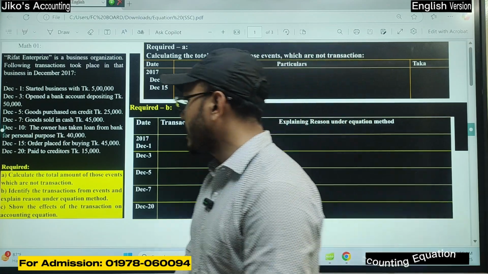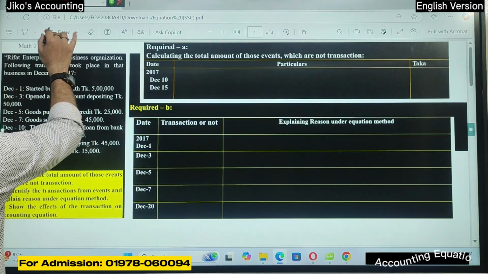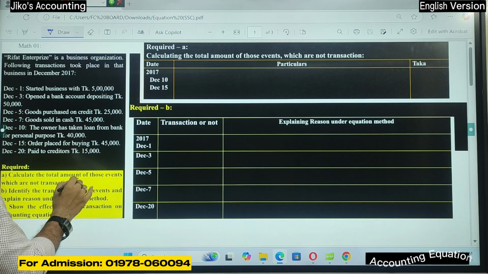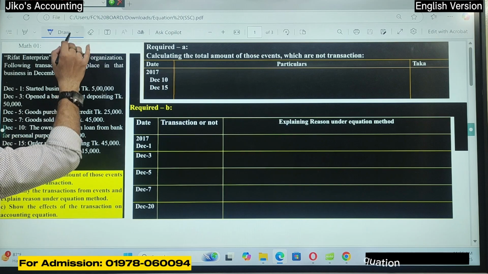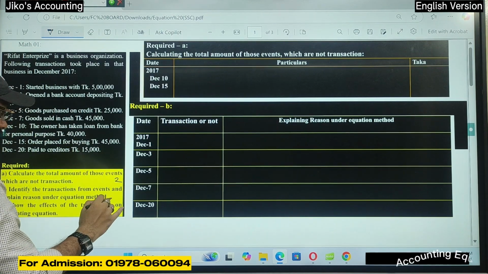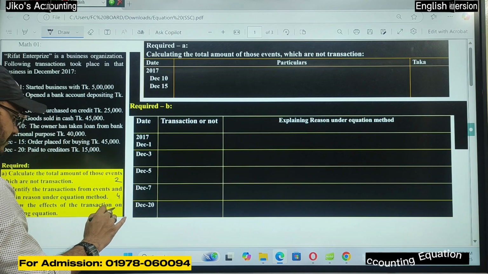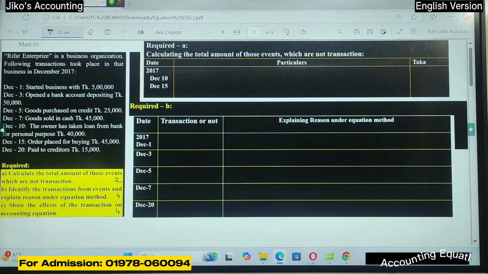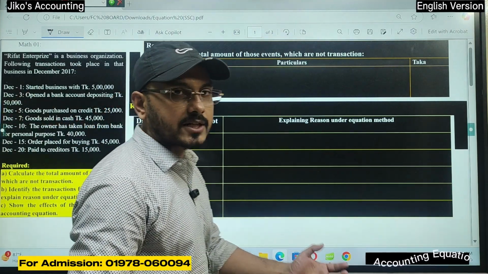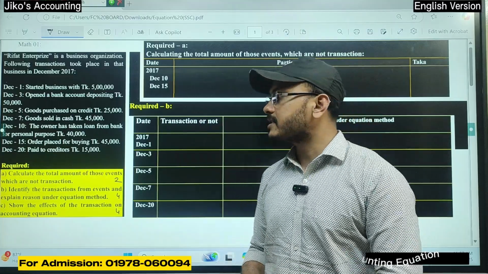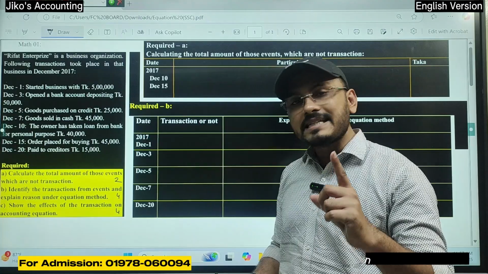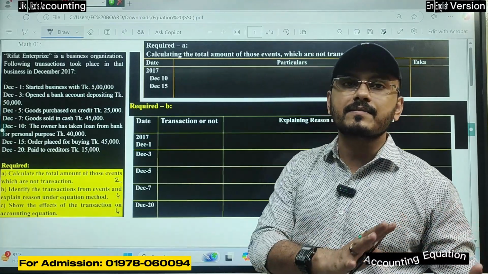If we allocate the marks, it should look like this. For calculating the amount of those events which are not transactions, 2 marks are given. And options B and C are for 4 marks. You can see in total 10 marks. You will be given a math from there, and it's mandatory. In your final examination, you will get a math like this. From chapter 1, you can easily and always find a math in your final examination.